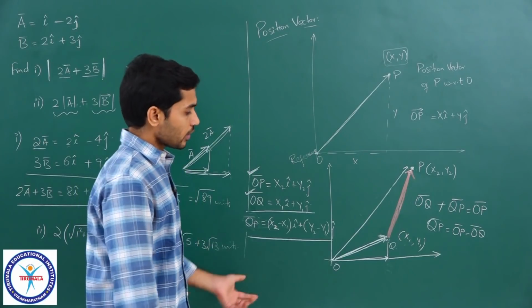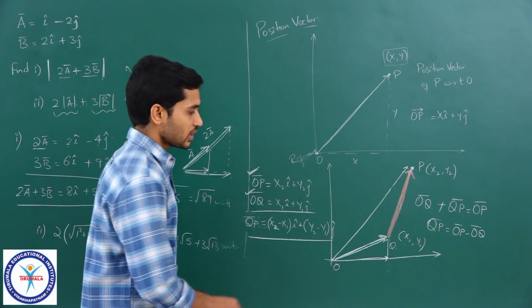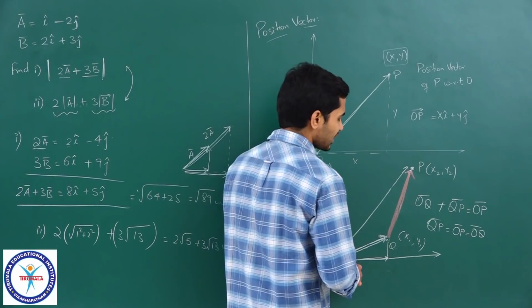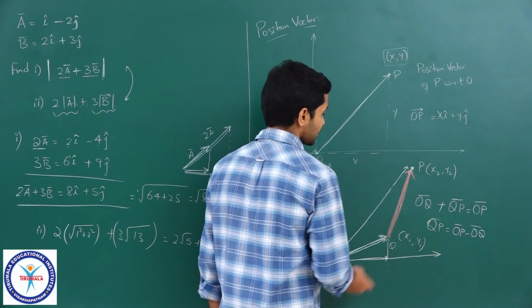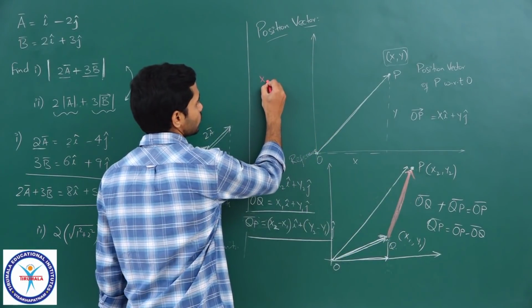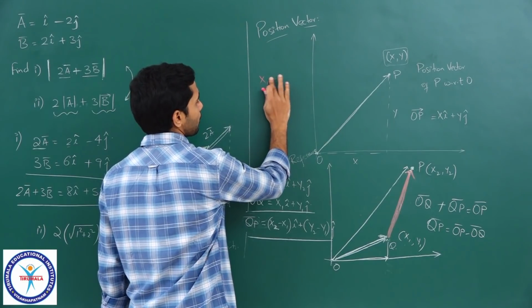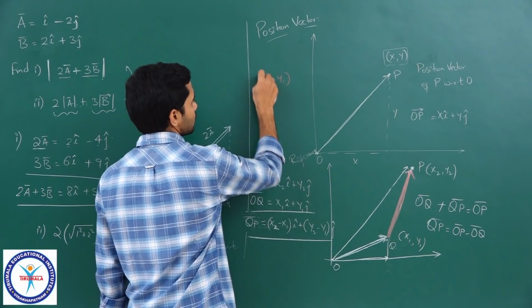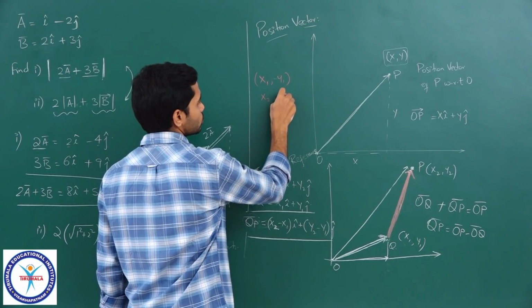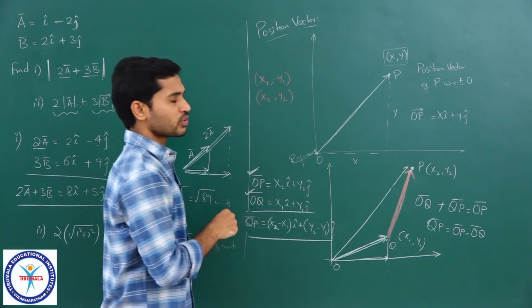Clear, students? Now the reason why I have told you this is because, see, this is something which you would have learnt in your lower classes. If you have 2 points x1 comma y1 and x2 comma y2, what is the distance between these 2 points?